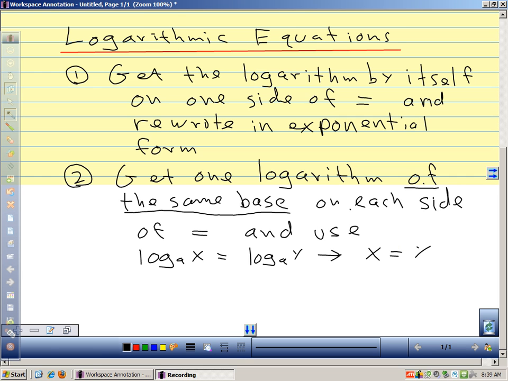When we work on logarithmic equations, we need to remember a couple of different things, and I'll write those down in just a second. Is everybody good with our procedure? Not yet? All right, are we good?